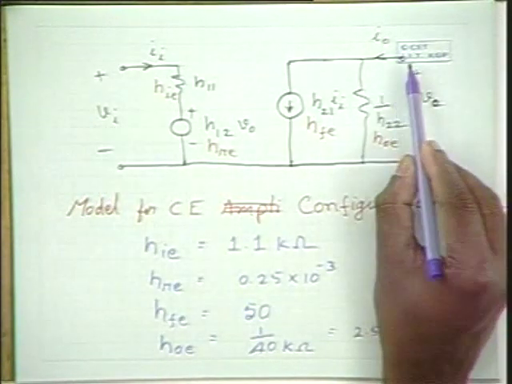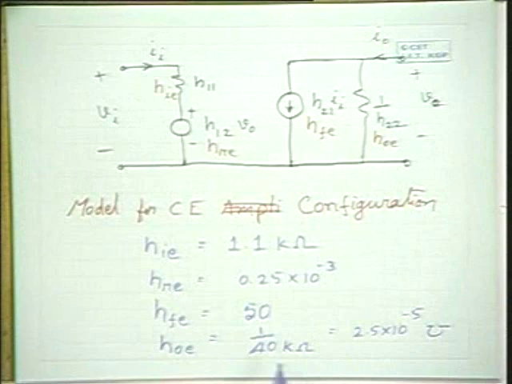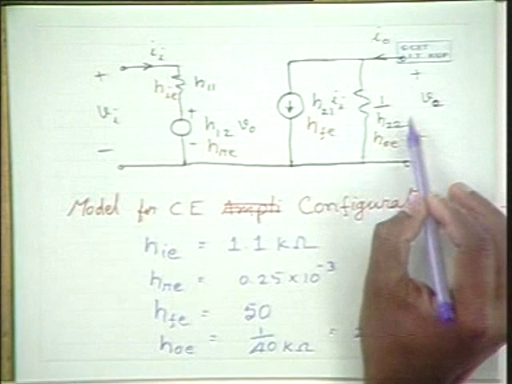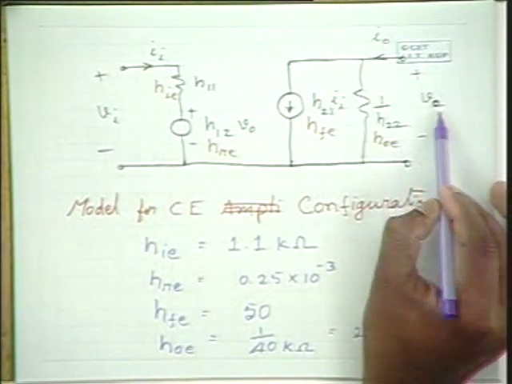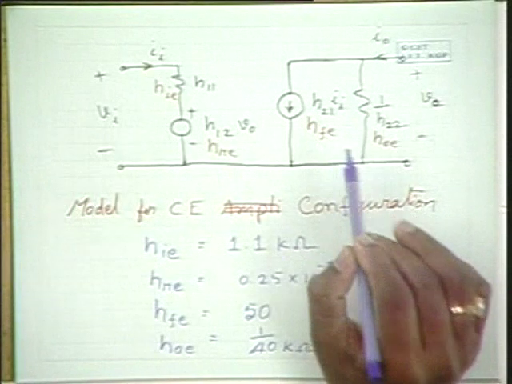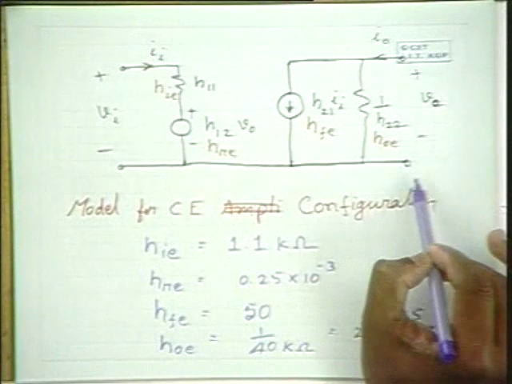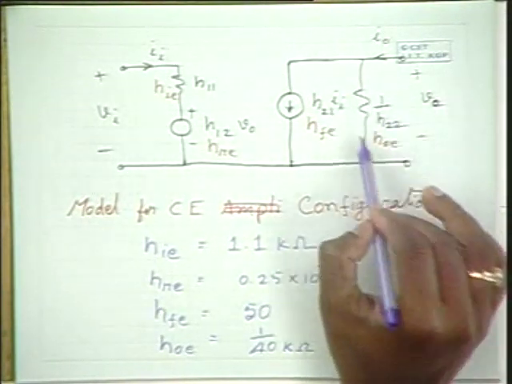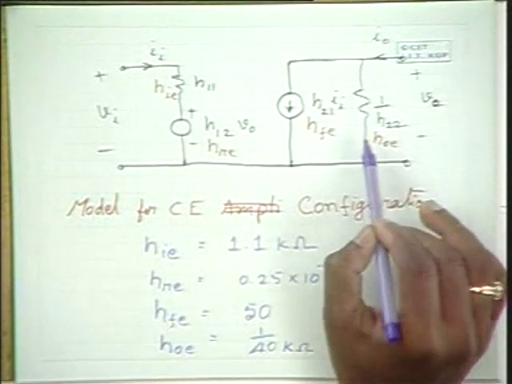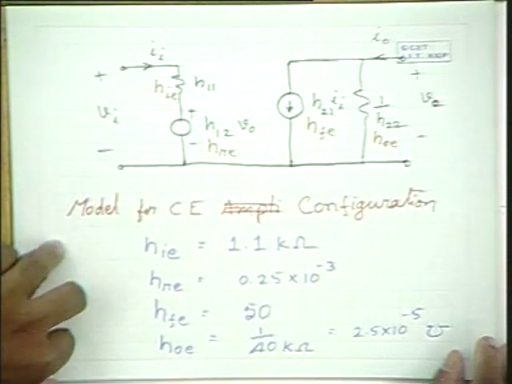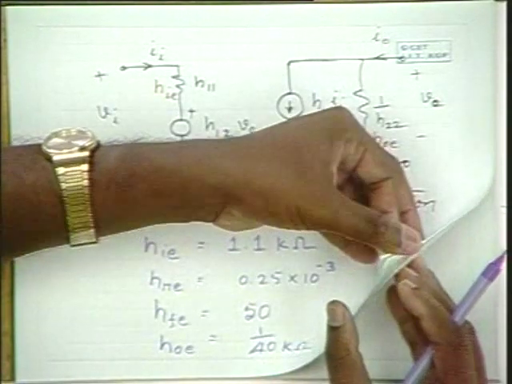And if the load resistance is much smaller than 40K, you can neglect this resistance also. This is of the order of 40K, and if the load resistance that is connected is much less than 40K, you can see that almost the entire current passes through the load and hardly any current passes through this 40K, in which case this can be neglected, and because of which the approximate H parameter model can be given in this fashion.